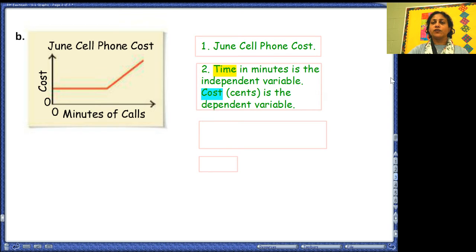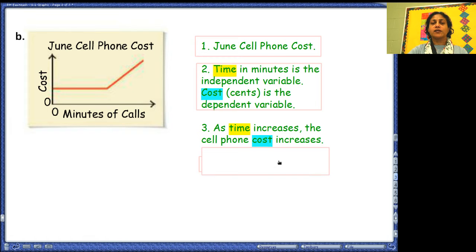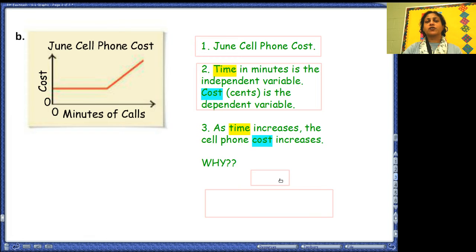And you're going to use the word "as": as time increases, cell phone cost increases. And I have the question why, but we all know that the longer you talk, the more it costs to talk, or at least it used to be that way.